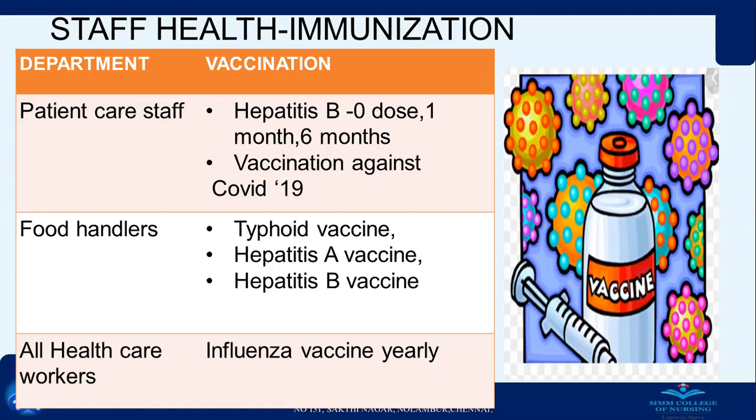And now, after the pandemic, it is expected that health personnel should be vaccinated against COVID-19, either with Covaxin or Covishield, whichever is available in the market. And food handlers are supposed to have vaccination with typhoid and hepatitis A, apart from hepatitis B vaccination.